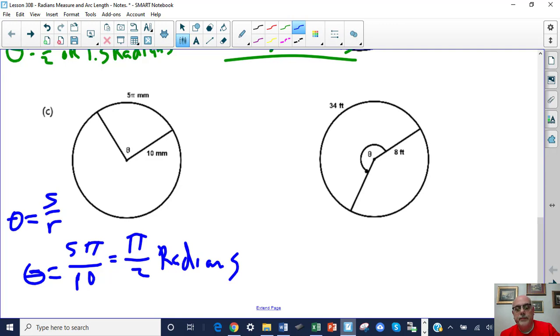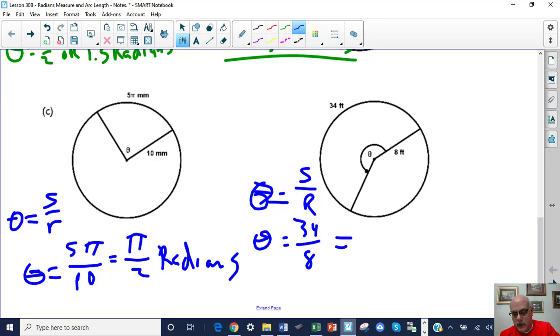And the last one, theta is equal to S over R. So theta is 34, radius is 8. And you can reduce that to 17 over 4, or 4.25 radians.